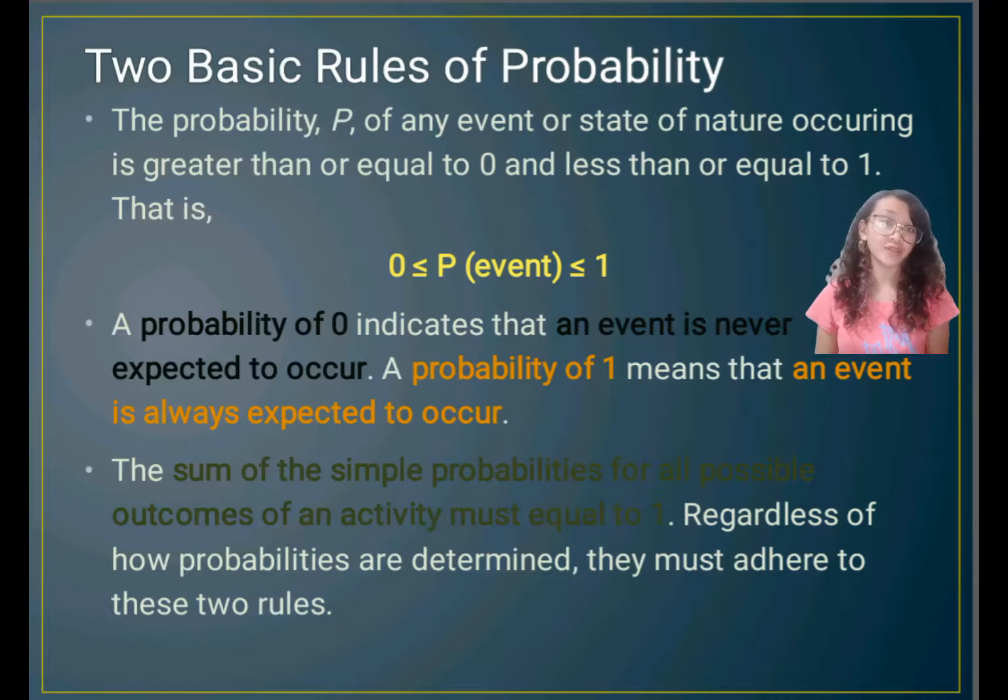There are two basic rules regarding the mathematics of probabilities. The first one is, the probability of any event or state of nature occurring is greater than or equal to 0 and less than or equal to 1. It means that a probability of 0 indicates that an event is never expected to occur, while a probability of 1 means that an event is always expected to occur. Then the second one is, the sum of the simple probabilities for all possible outcomes of an activity must equal 1. Regardless of how probabilities are determined, they must adhere to these two rules.